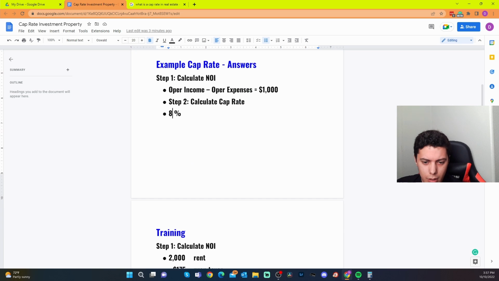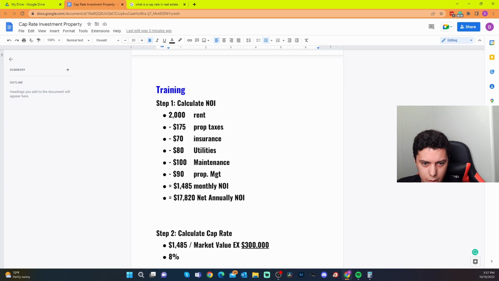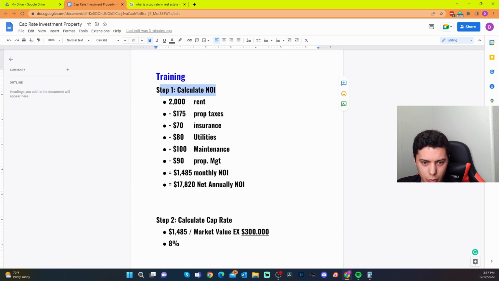But for other things, in the training, step 1, you calculate the NOI, right? So you add all the expenses and subtract the rent. And then that's your monthly NOI. Then times by 12, that's your yearly, or annual, NOI. And in this case, it's $17,820. And this is all gross. It's not after tax at all. It's all gross right now.